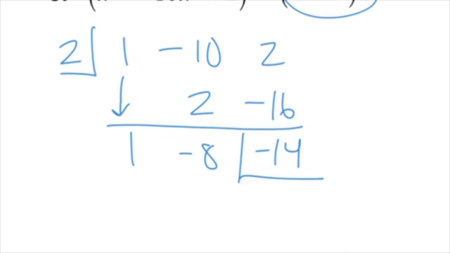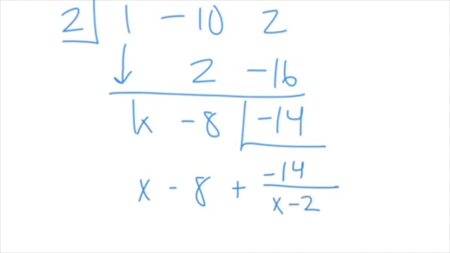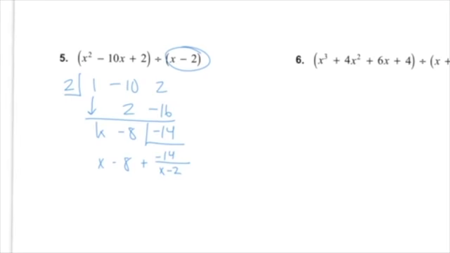Since this was an x squared here, it now decreases by a degree to x, so that's x minus 8, and then plus the remainder of negative 14 over x minus 2. Now you certainly could, if you don't want to use plus negative 14, use minus 14 over x minus 2. I just always put plus, and then whatever the sign is, it is on top. So completely up to you.